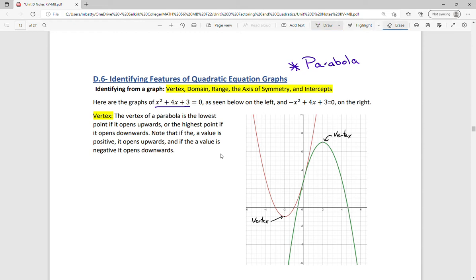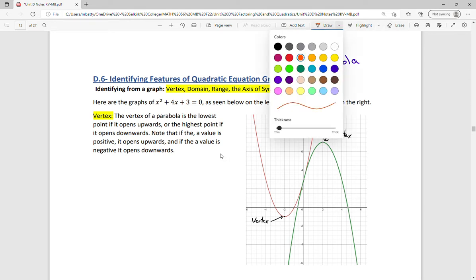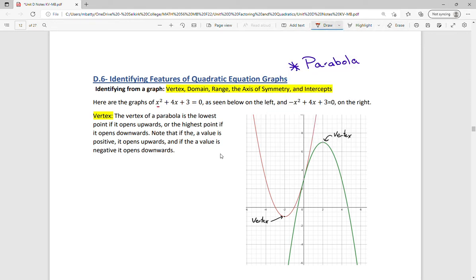I'm just going to change the color. We've got this x squared. Here, this one. This is this one. And the other one, the green one here, is this one. And in these, what we can talk about is the different components, or the identifying features, of these parabolas, of these quadratic equations.